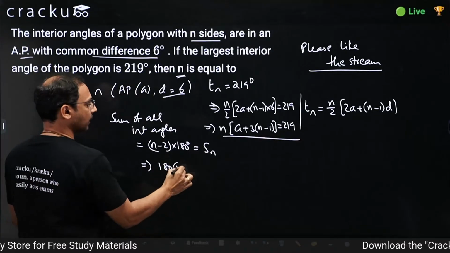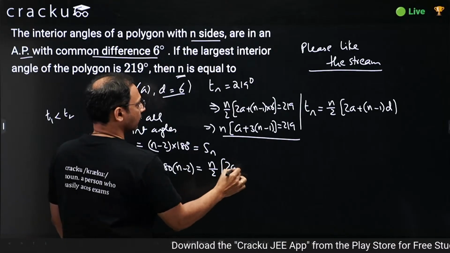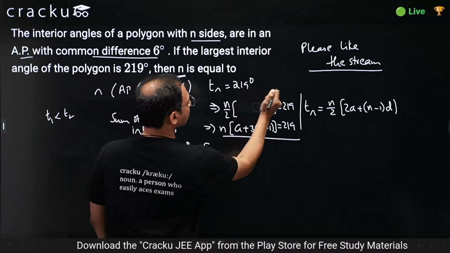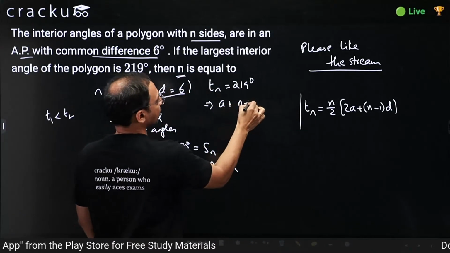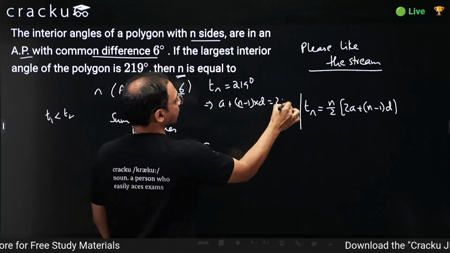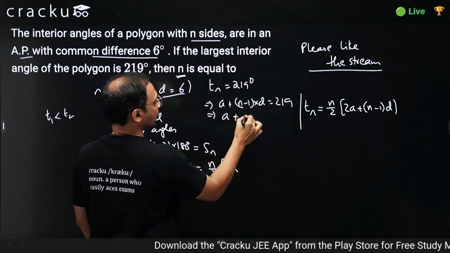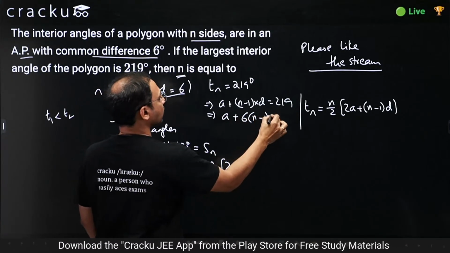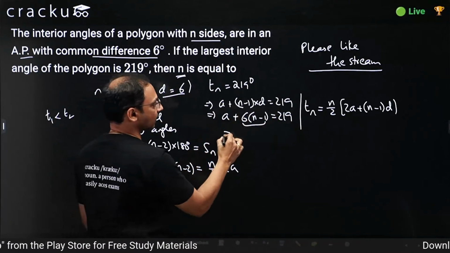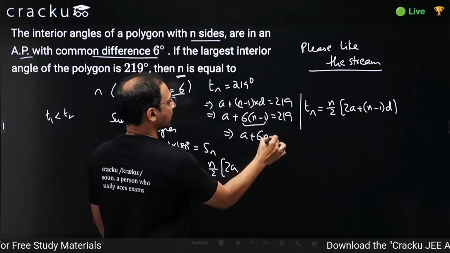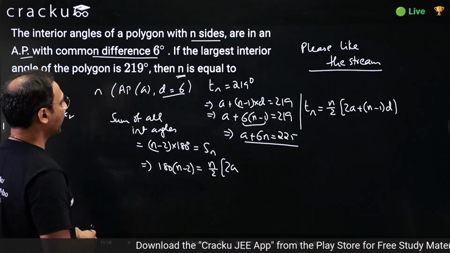I'll get 180 into n minus 2 is equal to n by 2 into, I'm sorry, this is the nth term formula. This should be a plus n minus 1 into d. The Sn formula will come here. So here d is 6. So I can write this as a plus 6 into n minus 1 is equal to 219. I see a minus 6 here. Let me send the constant to the other side. We get a plus 6n is equal to 225. So that is one relation between a and n.